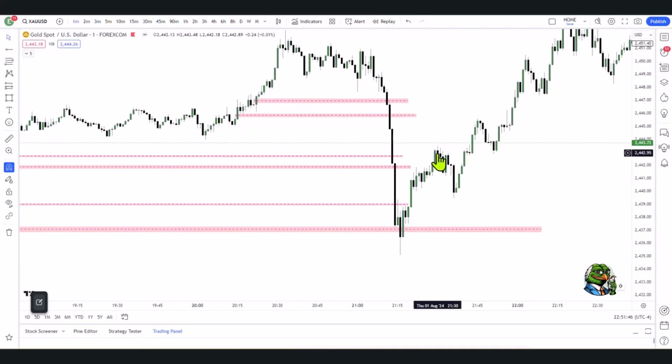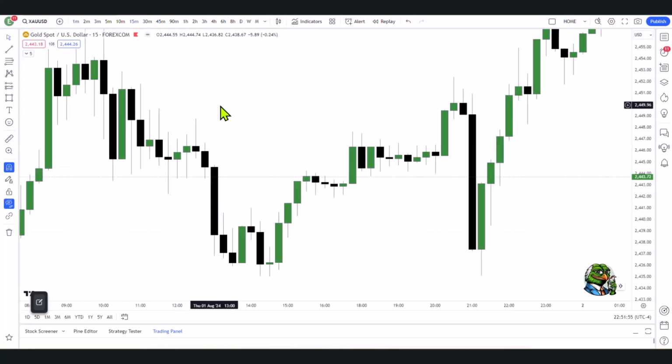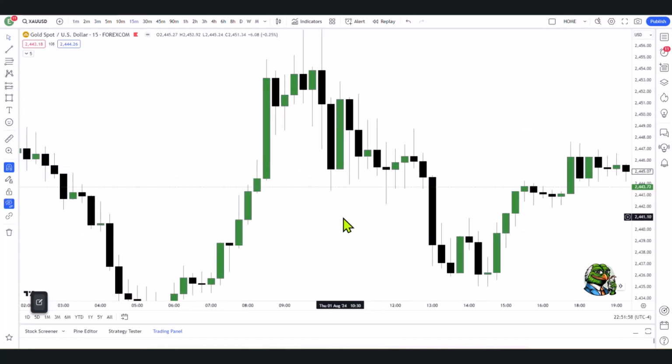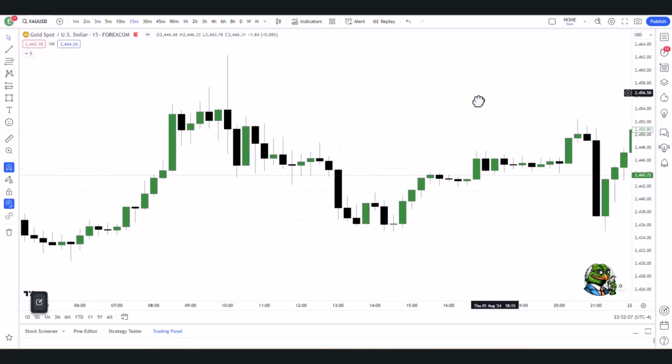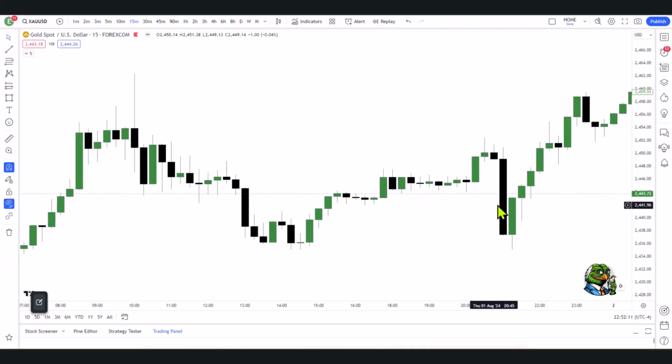I'm thinking, I know that I don't want to short because my bias is to the upside now, because we've taken out the Asia lows that I spoke about earlier. No, this is the next day. So I'm only looking for longs on this particular day because there is liquidity above. This is the Asia session and there's liquidity above from the New York session, the previous session.